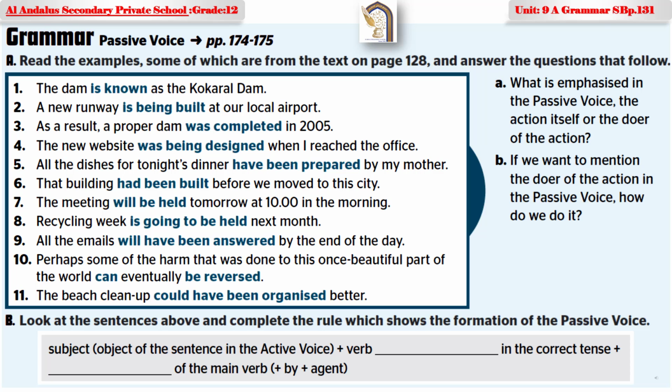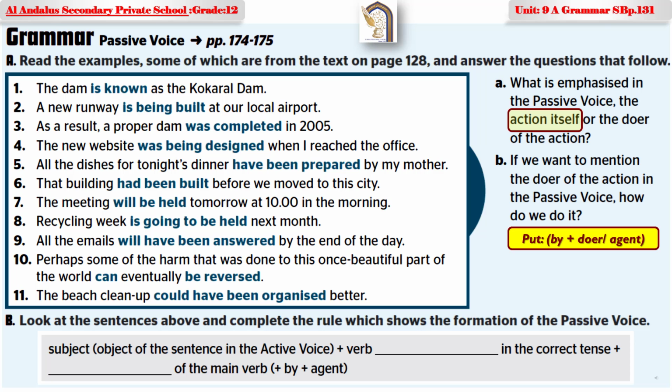Question A. What is emphasized in the passive voice, the action itself or the doer of the action? This is a brilliant answer. The action itself, of course, is emphasized. That's why we use the passive form. Question B. If we want to mention the doer of the action in the passive voice, how do we do it? That's a brilliant answer. We put by plus the doer or the agent. Of course, this is after the passive form.